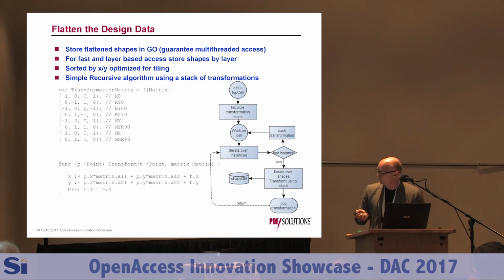So let me go through this flowchart. You open the top cell, so you initialize your transformation stack. We work on a cell, so iterate over your instances. If you don't have your last instance, push your transformation on your stack, work on the next cell, and so forth until you hit the last instance. Then you transform your polygons or shapes which you have in your bottom leaf node using the entire transformation stack and push them into this new database. That way it's flattened. And it's pretty fast because it's recursive. It does it really quick. There are probably other ways of doing it, but I decided to use this simple way.